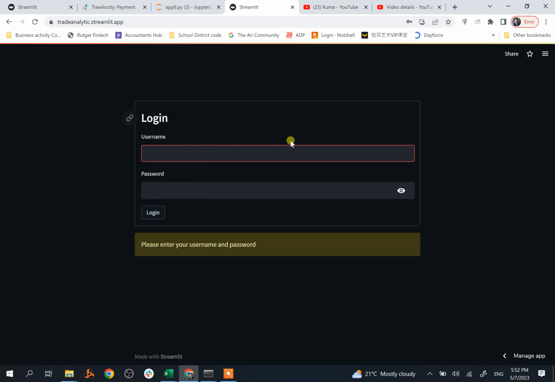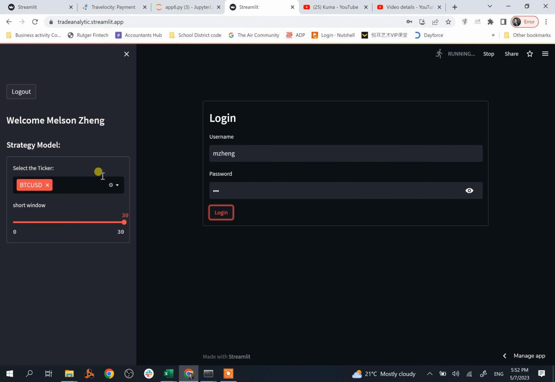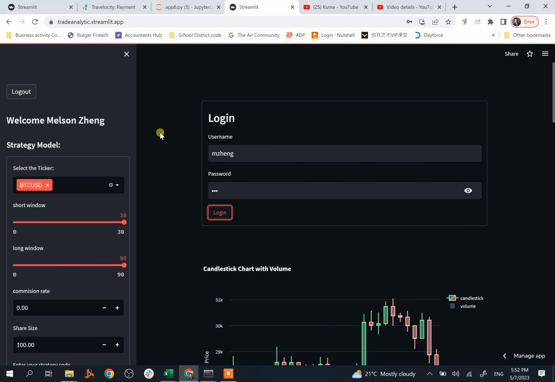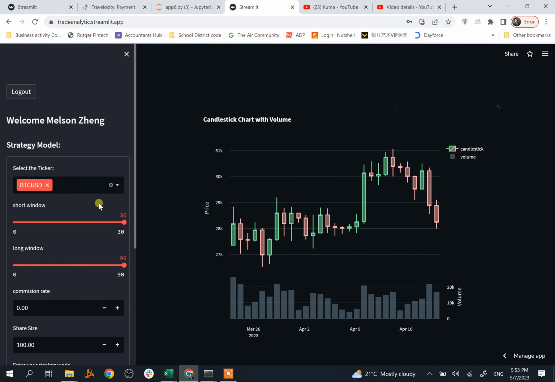Alright, I'm going to show you how to use this trading analytics. So first you start with your username, and you don't want to put any space here because that's not going to work. Log in. Once you log in, you will get a bunch of different graphs, and here are some default values.